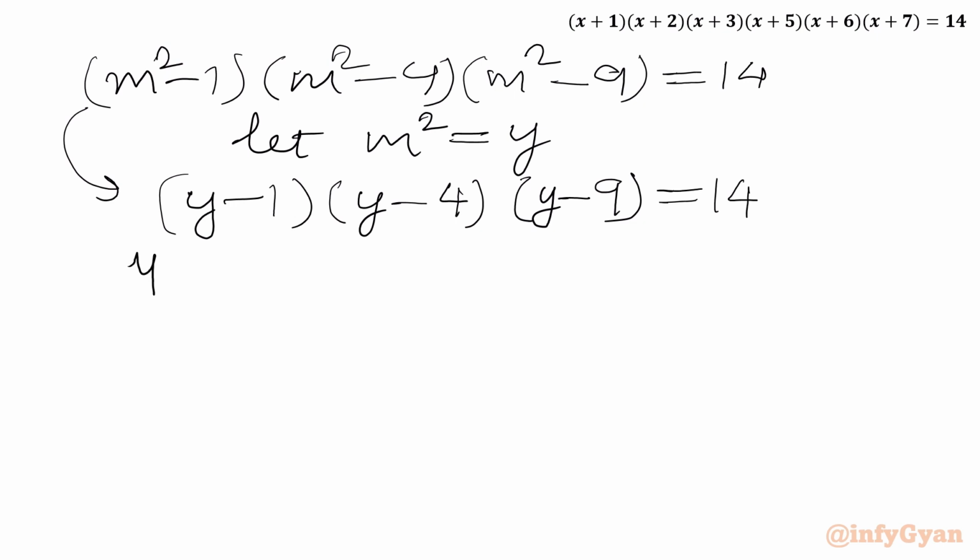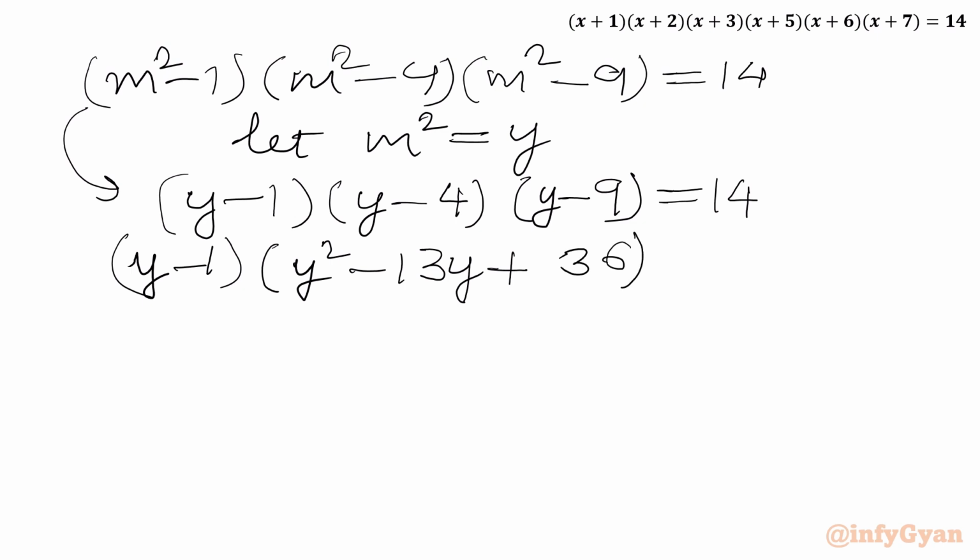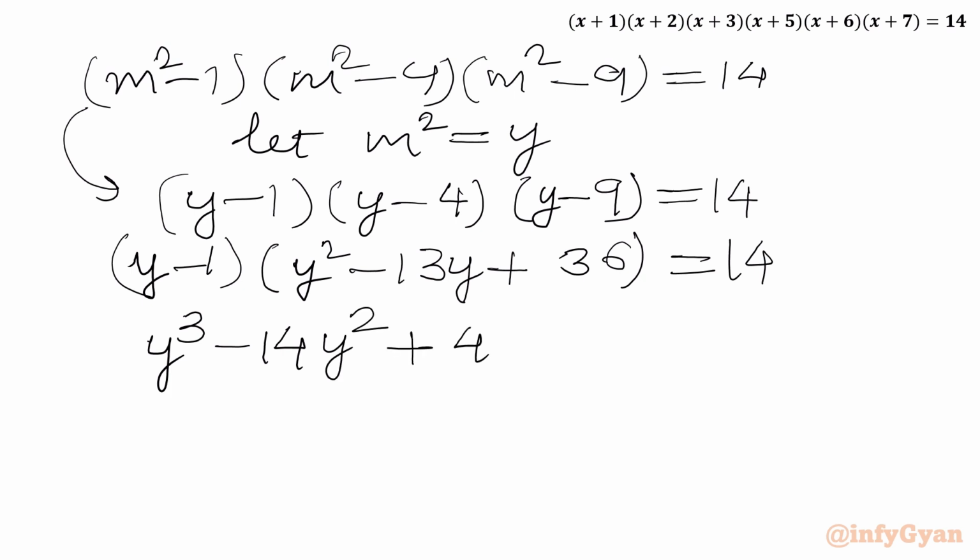Now we have to multiply (y-1)(y-4), and if I multiply these two brackets, I will get y² - 5y + 4. Now we will multiply the LHS brackets. If I write the cubic equation directly, y³ - 14y² + 49y - 50 = 0. Now this is one cubic equation.